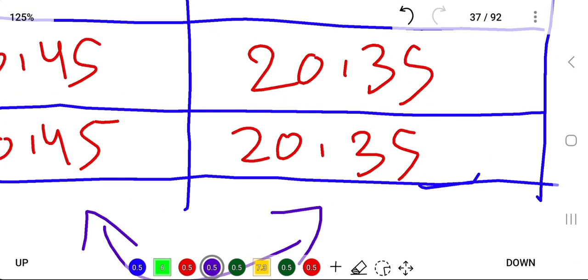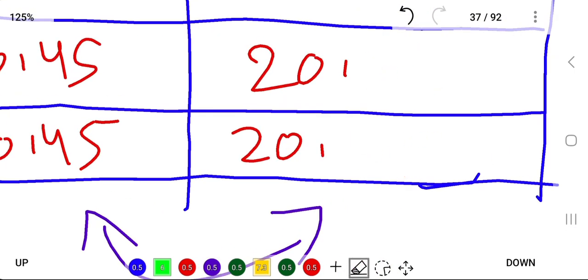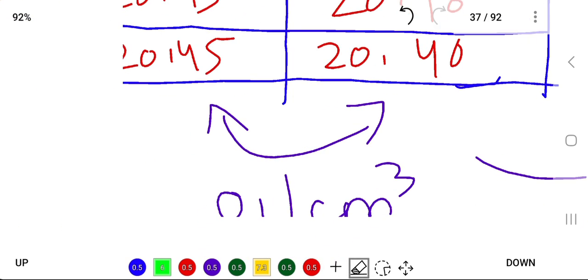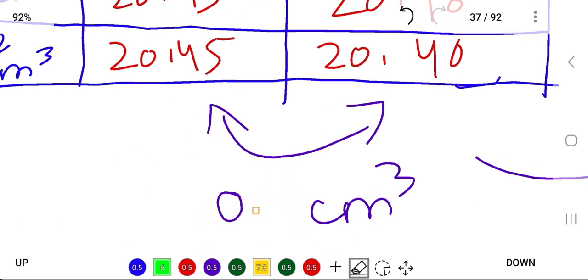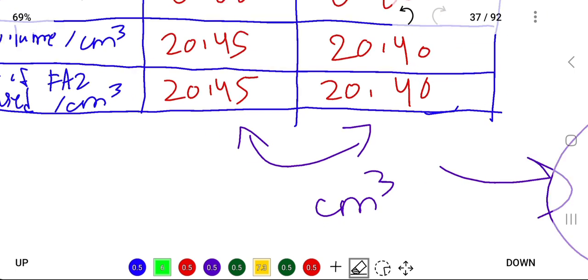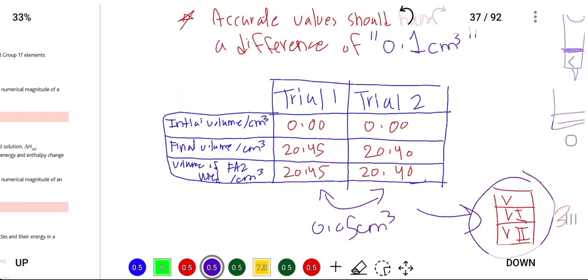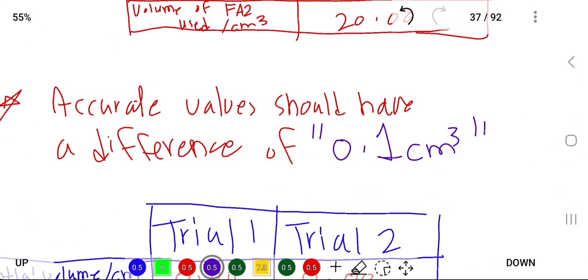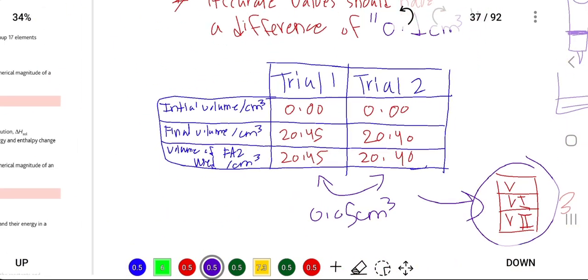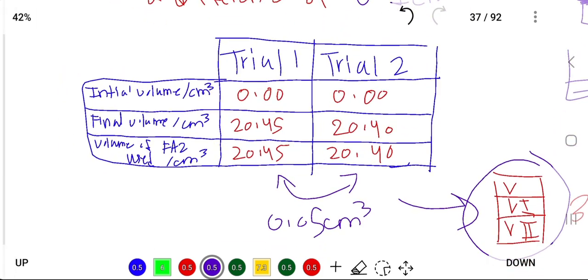What if you instead got, let's say, an even better accurate result? You got 20.4, which is literally how much? 20.45 minus 20.40. You have a difference of 0.05, which is even way better. We said the difference should be 0.1 max, right? So 0.05 is less than 0.1, so it means that it's way more accurate. It's just better, you know.